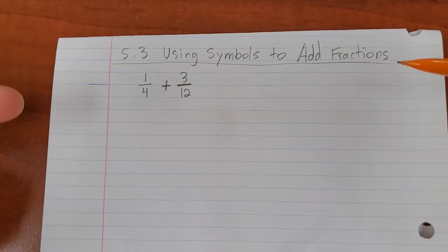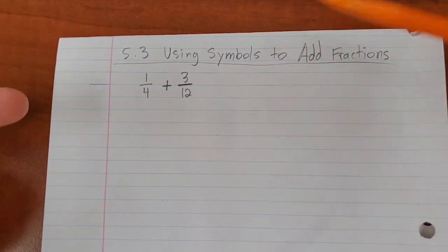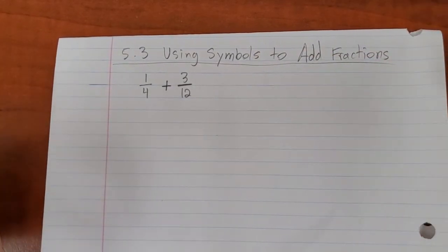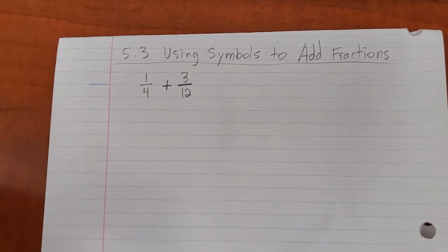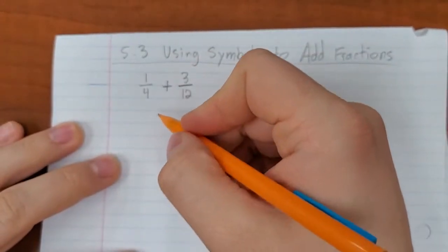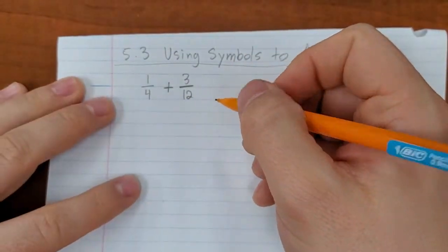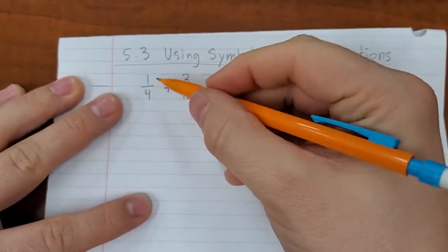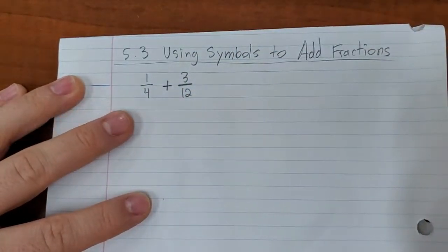This way I find a lot faster, using symbols to do it. I love using it this way because it doesn't involve having to draw all those models that I know some of you are a little frustrated with in 5.1. So here, I've got 1/4 and 3/12.